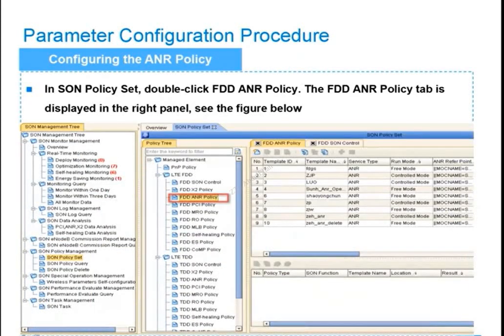And later we set the detailed ANR policy. So we double click the FDD ANR policy. The FDD ANR policy tab will display in this red pane. So here is the red pane. It shows the ANR policy template created through the EMR command.